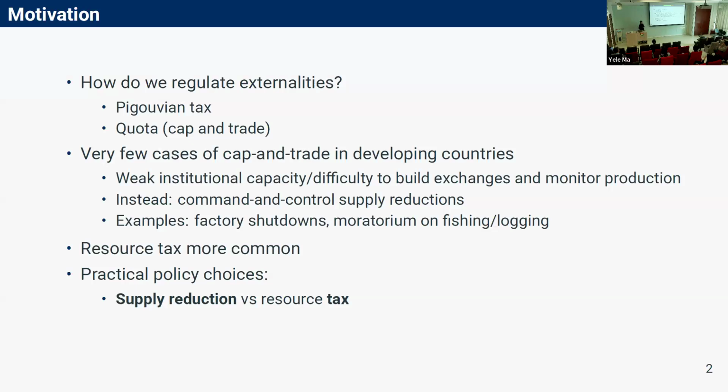In reality, however, there are very few cases of exact cap and trade policies, especially in developing countries, perhaps due to the weak institutional capacity or the difficulty in actually building exchanges or monitoring production. Instead, we see more often the command and control supply reduction policies, with examples such as factory shutdowns, moratorium on fishing, logging. So the more relevant practical comparison would be between tax and a supply reduction policy.